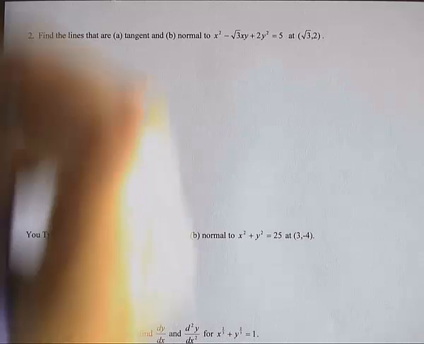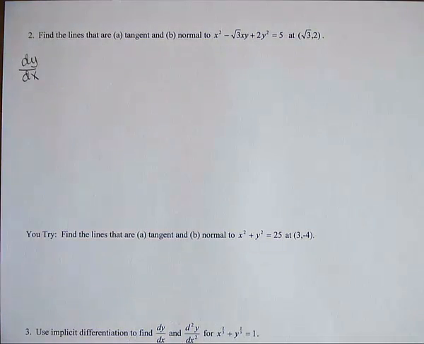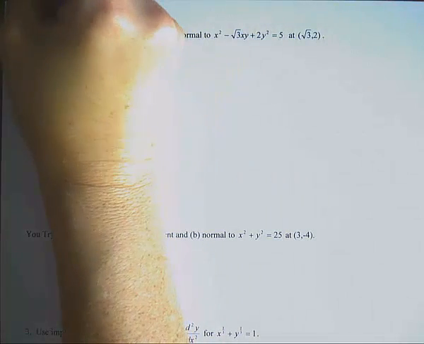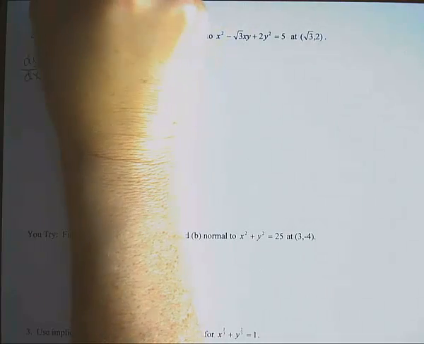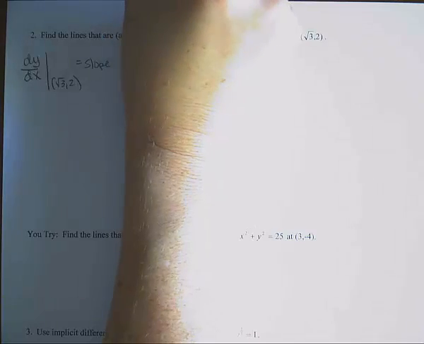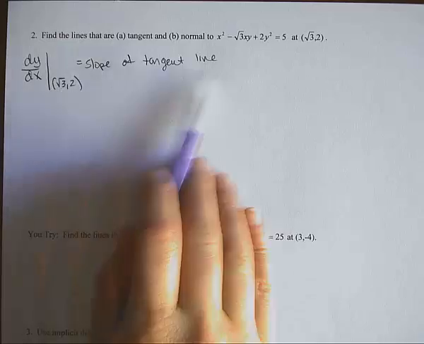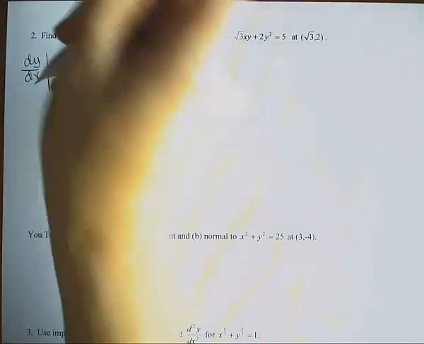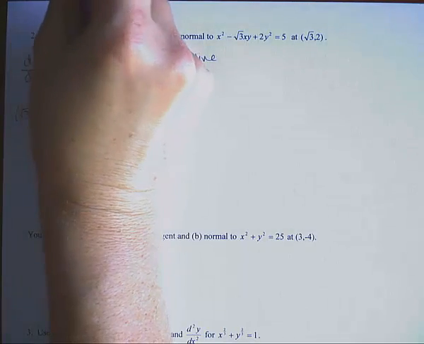So first thing I want to remind you guys is that once we find dy/dx and then evaluate that at the point rad 3 comma 2, that would equal the slope of the tangent line to the curve. So once I find the derivative, evaluate it at the point, that's going to give me the slope of the tangent line. And then the point given to me here, the rad 3 comma 2, that's a point on the tangent line.